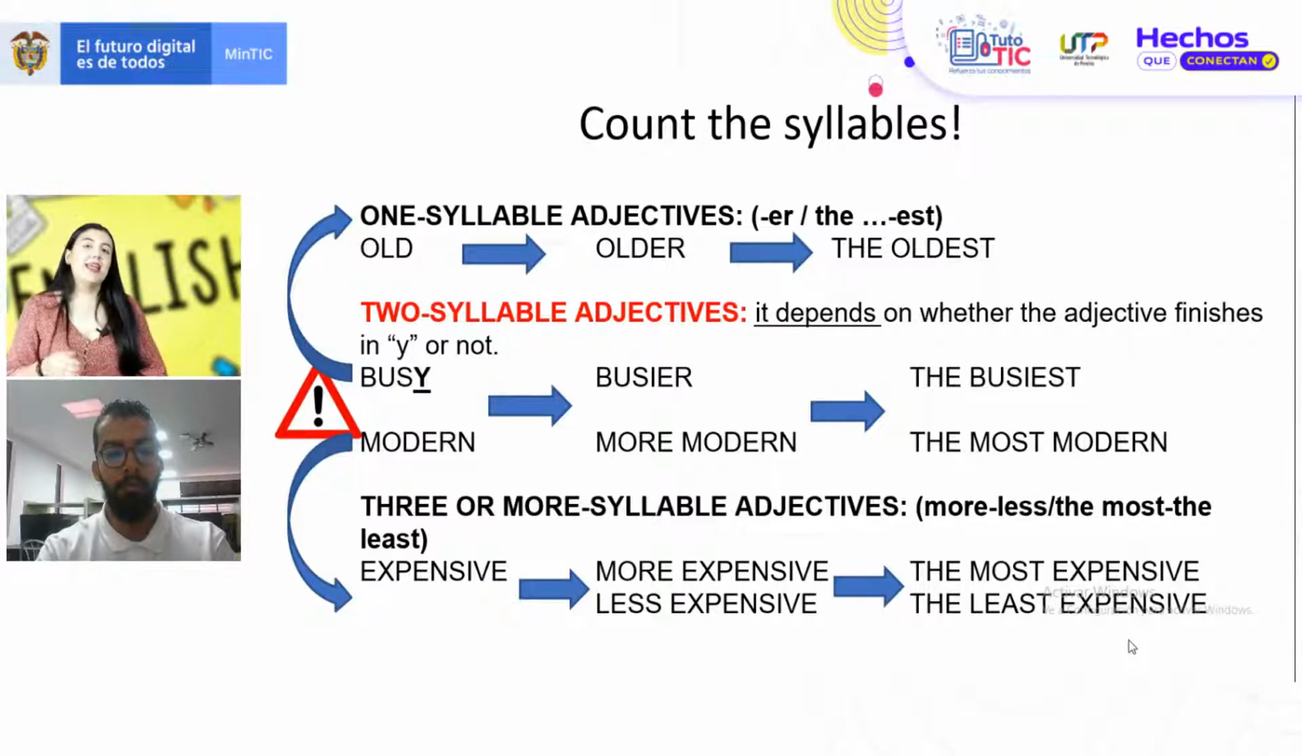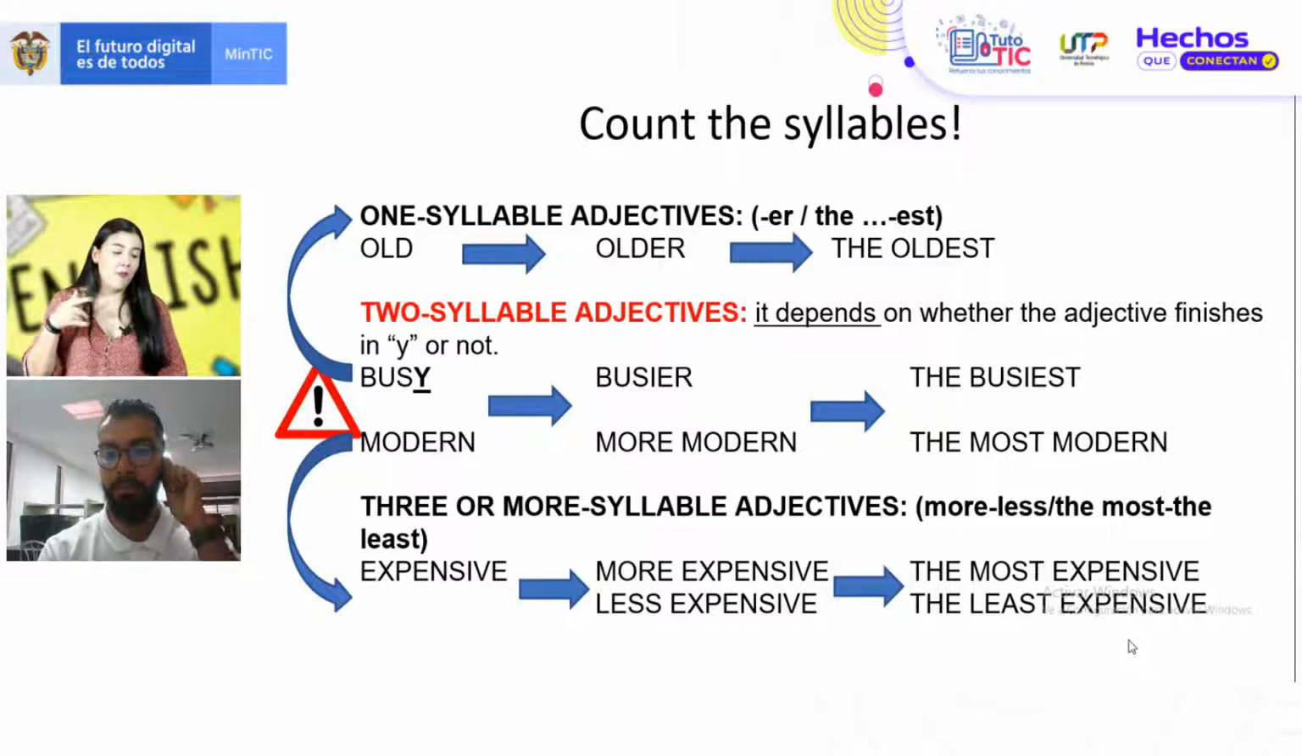Ahora, en el caso de que tenga tres o más, ¿listo? Tres o más sílabas, golpes de voz. Por ejemplo, expensive. Expensive. It has three syllables. So the rule is simple. We just add more. More expensive than. Eso es mucho más fácil porque simplemente le agrego la palabra more. That's it, okay? Very good.